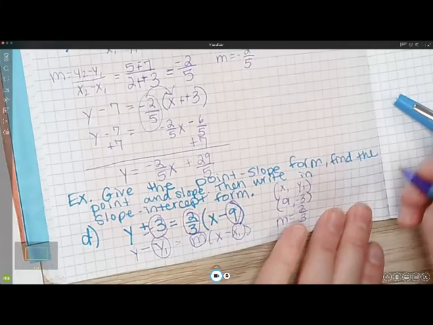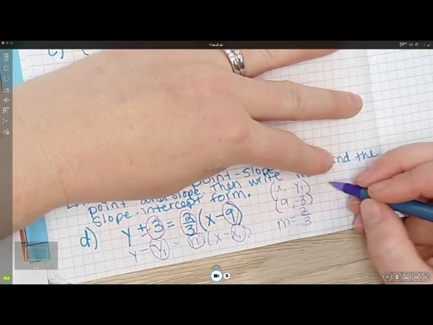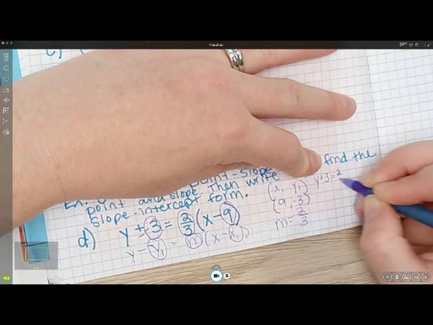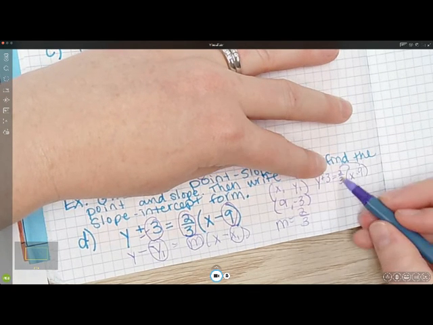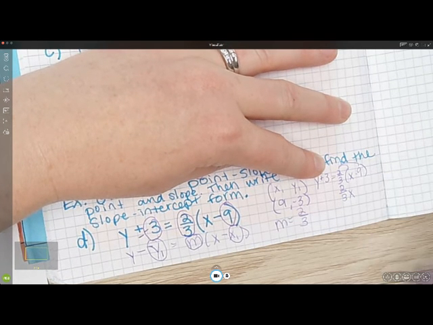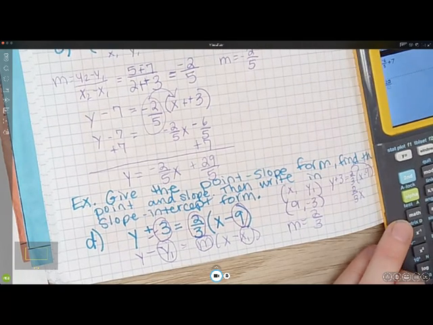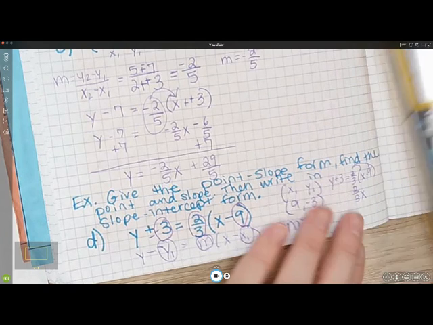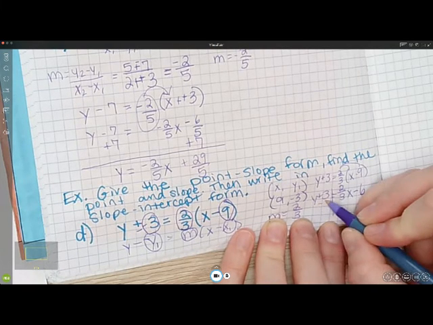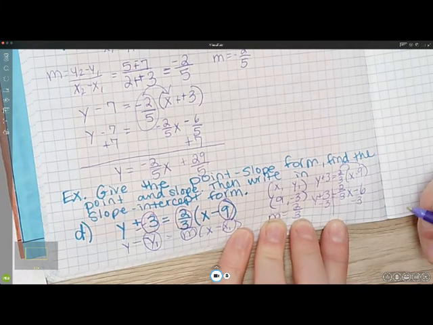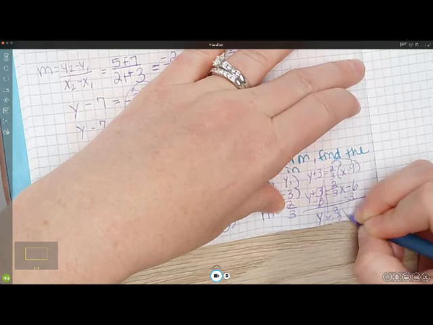Okay, and then the last thing is go ahead and change this over to slope intercept form. So remember, slope intercept form is your y equals mx plus b. So we have y plus 3 equals 2/3 x minus 9. So we need to distribute this. So 2/3 x, and then 2/3 times negative 9 is negative 6. Then I need to do minus 3 on both sides. So that gives me y equals 2/3 x minus 9.